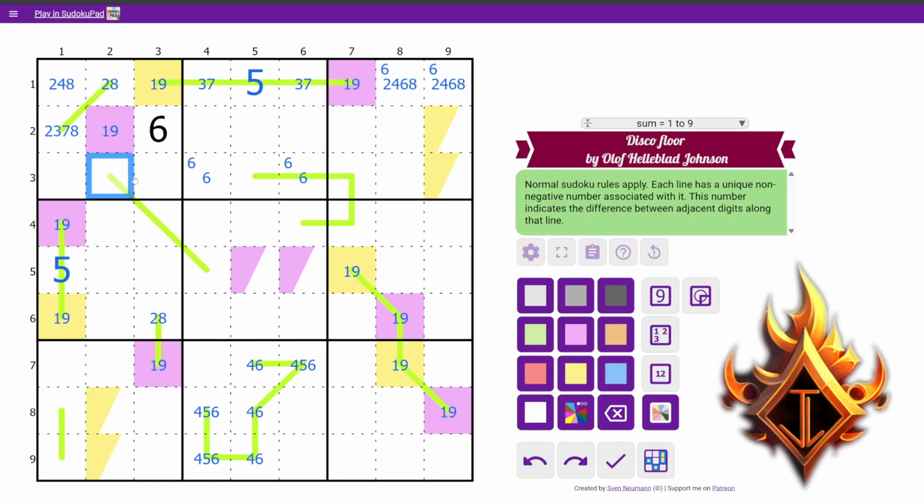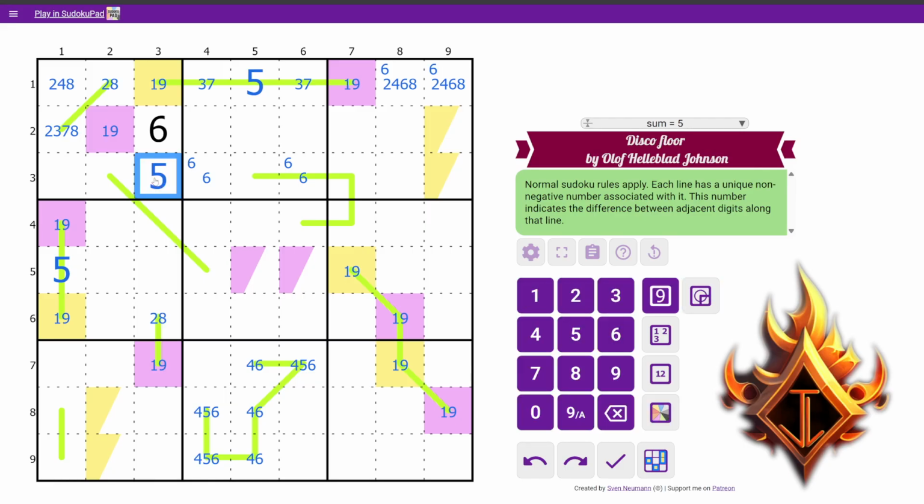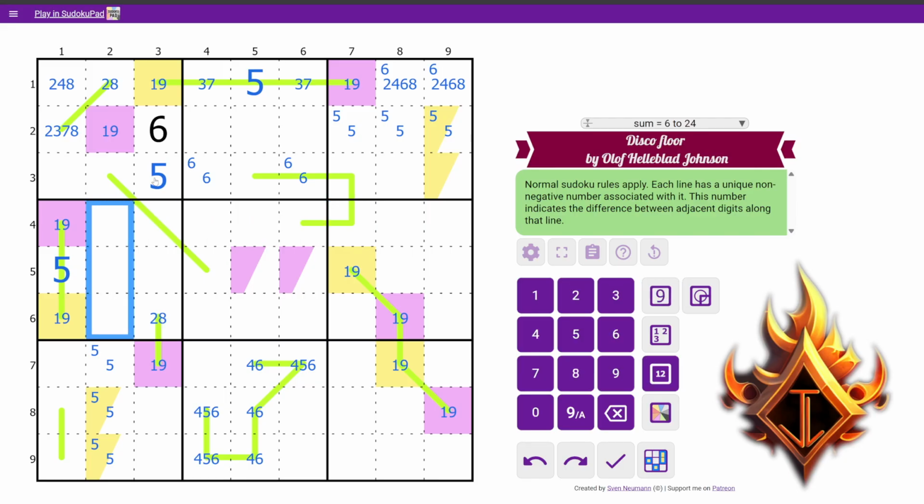I do have 5 down here though. And it can't be on here, because this would have to bring it here. So this one is 5. 5 will be down here and over here. 6 is now there.